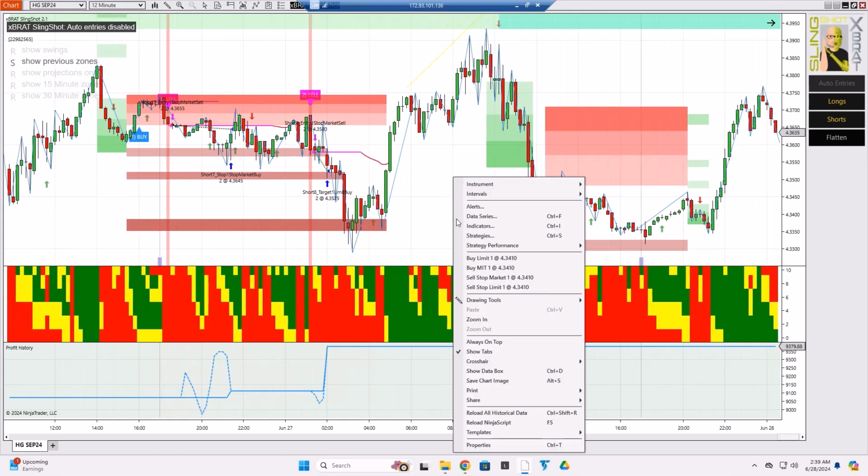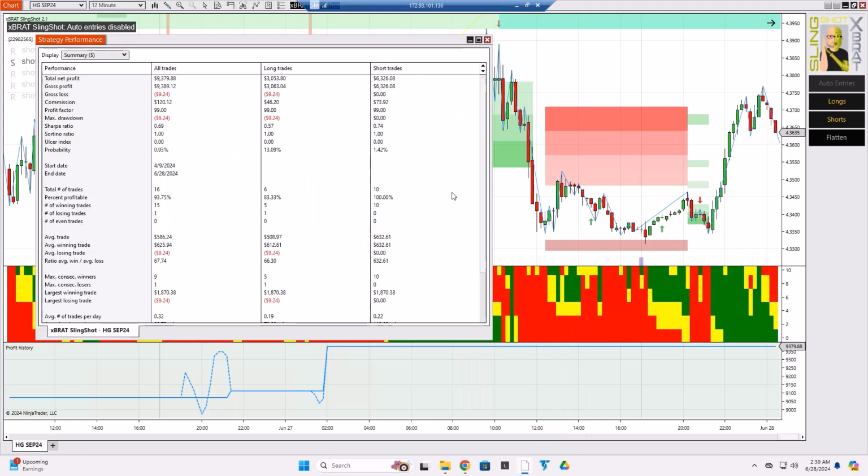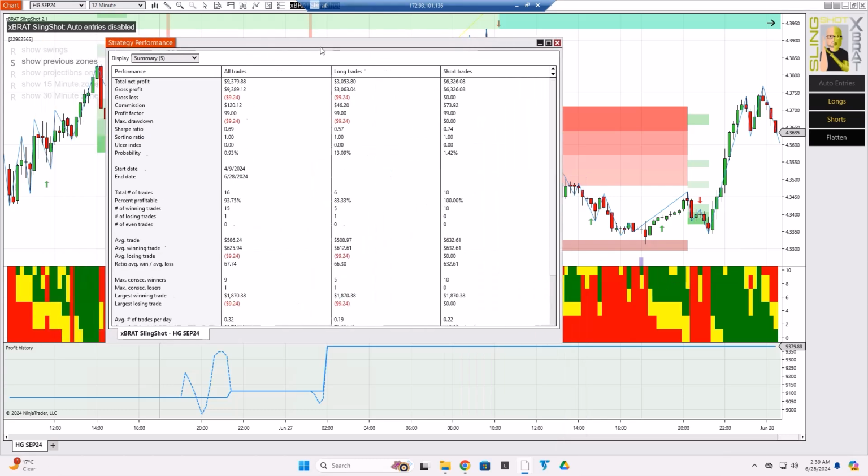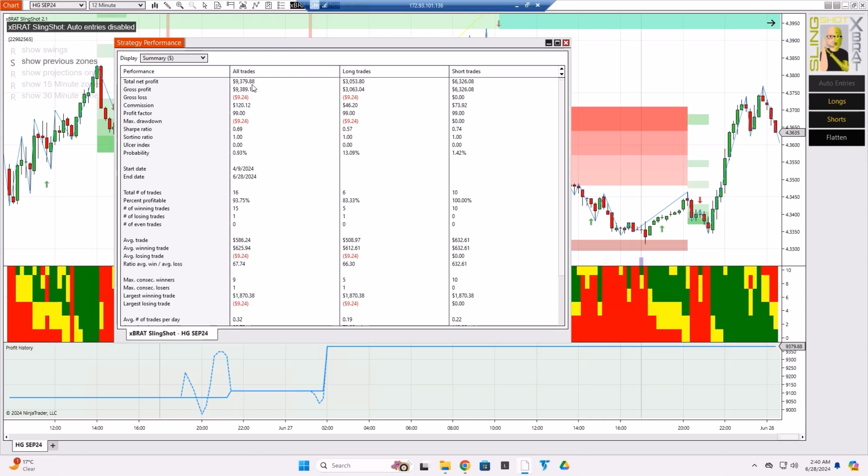So the next thing is I'm going to right click and look at strategy performance for the Slingshot, real time and historical. And I'm going to see, okay, no extra max drawdown. It has decreased the profit slightly, but there were 3 contracts in there instead of 1. But the main thing is it has got a 93% win rate.